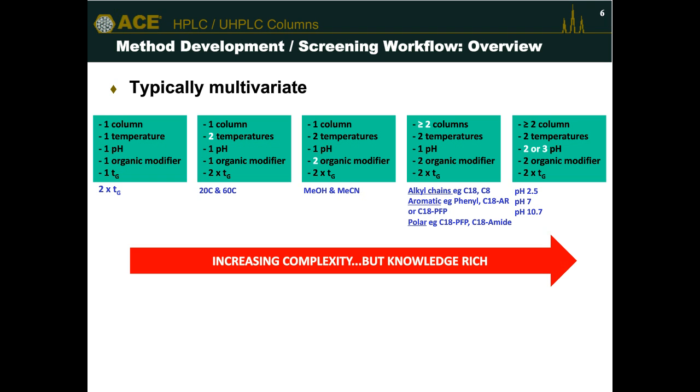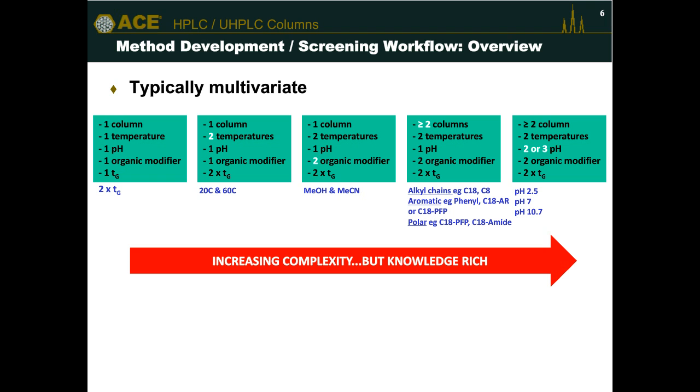Now, if that first scouting gradient run hasn't given us the separation we're interested in, what do we do next? And you can see underneath that first box, I have 2 times Tg. So if that initial gradient analysis doesn't work, normally people will try a different gradient. They might try an isocratic hold, they might try a different gradient slope, something that might try and tease apart the peaks in their samples in their chromatogram. If that doesn't work, what do we do next?